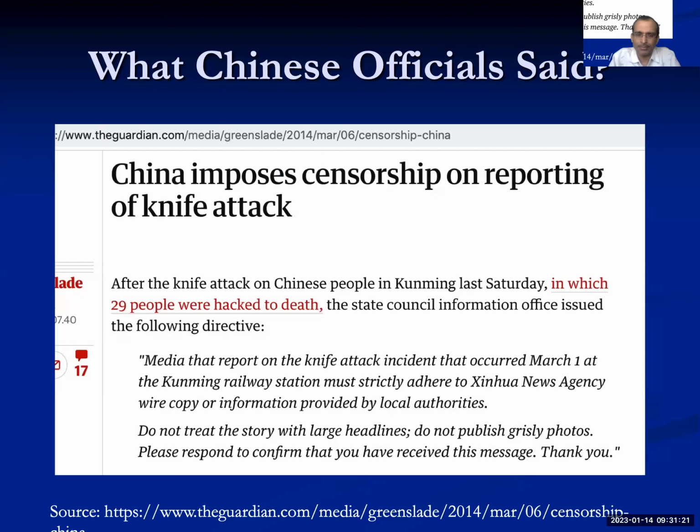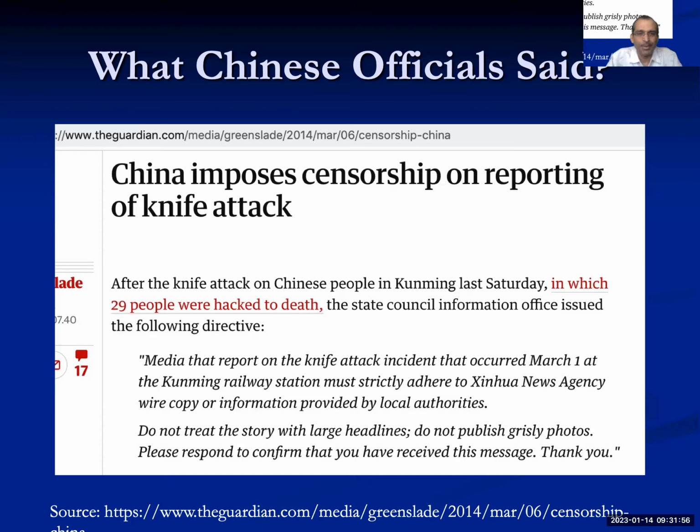Here, for example, China imposes censorship on reporting of the knife attack. This was published in the Guardian on a similar date. Media that report on the knife attack incident that occurred March 1 at Kunming railway station must strictly adhere to Xinhua news agency copy or information provided by local authorities. Do not treat the story with large headlines. Do not publish grisly photos. Please respond to confirm that you have received this message.